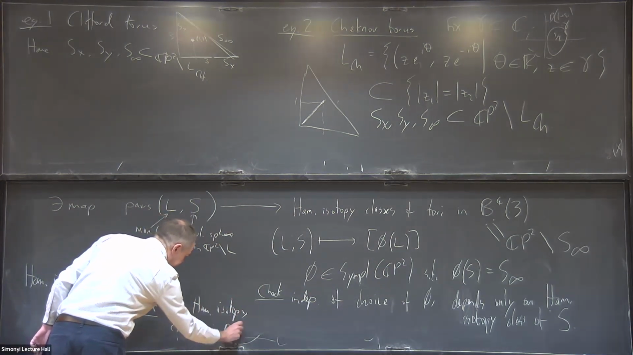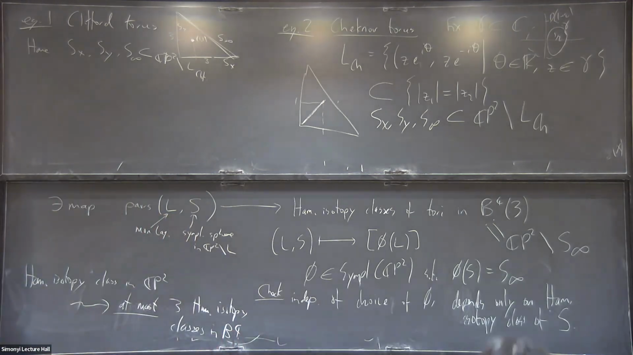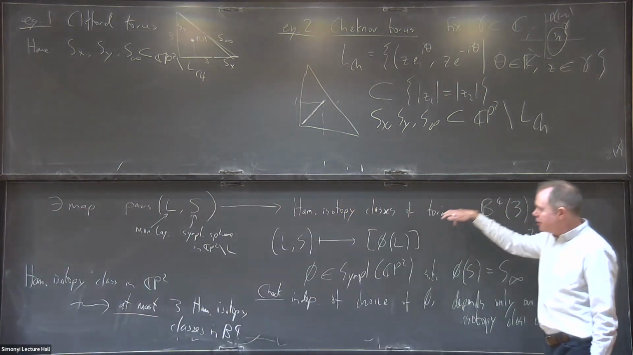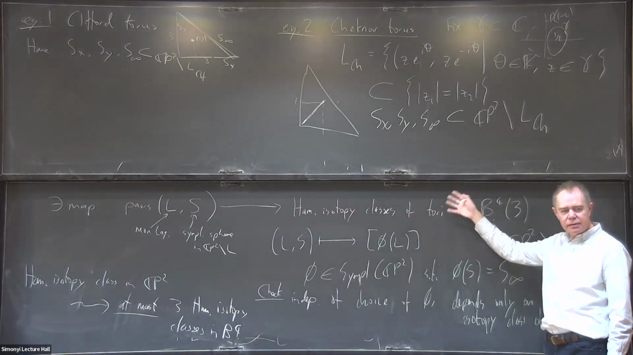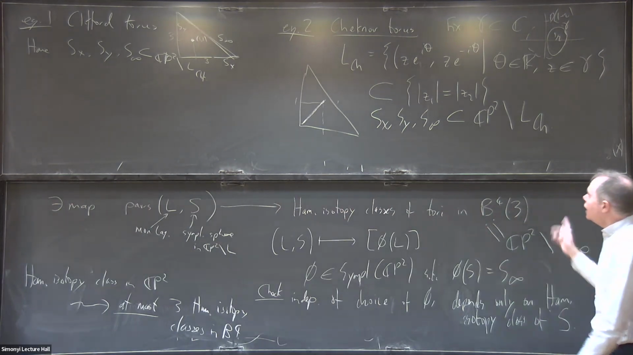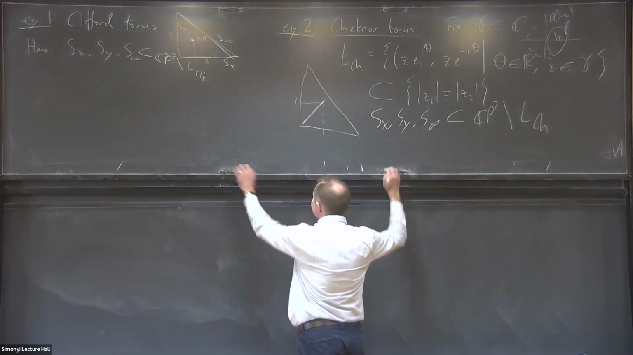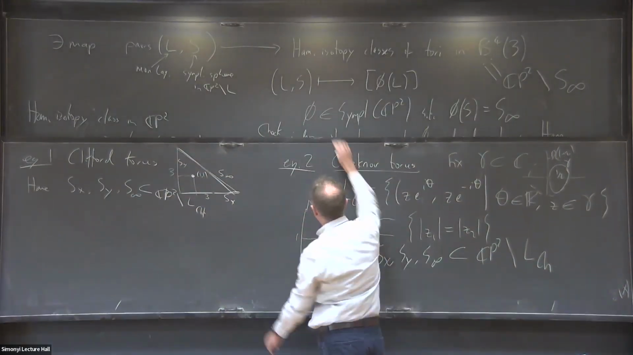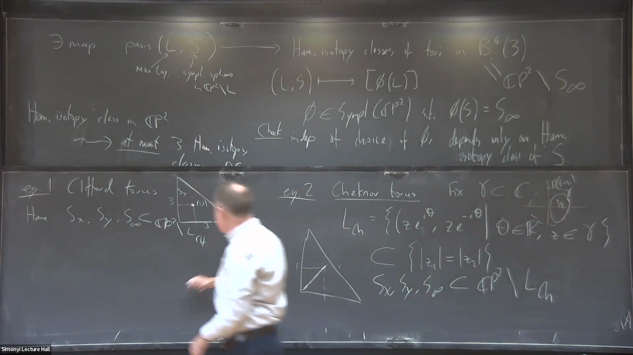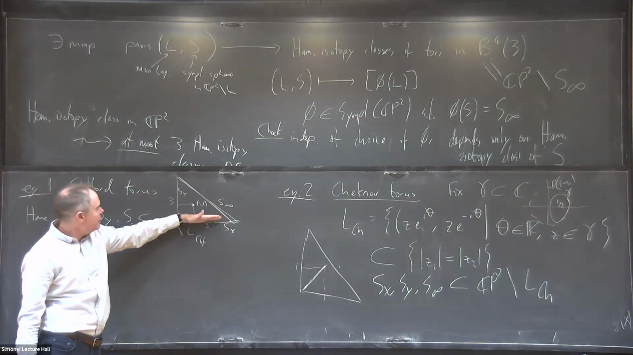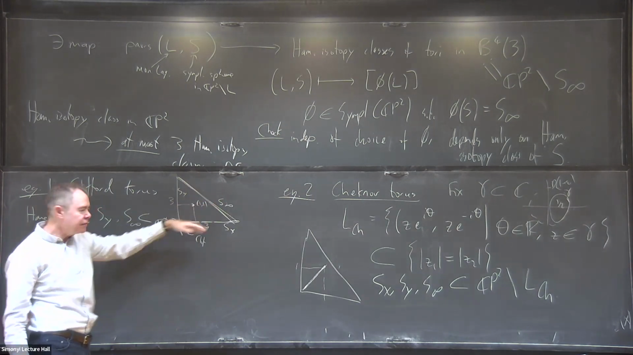In the ball. So, in principle, at least, there's three times as many isotopy classes in the ball as in CP2. And in fact, if you started with the Clifford torus, then we have the three isotopy classes of spheres.